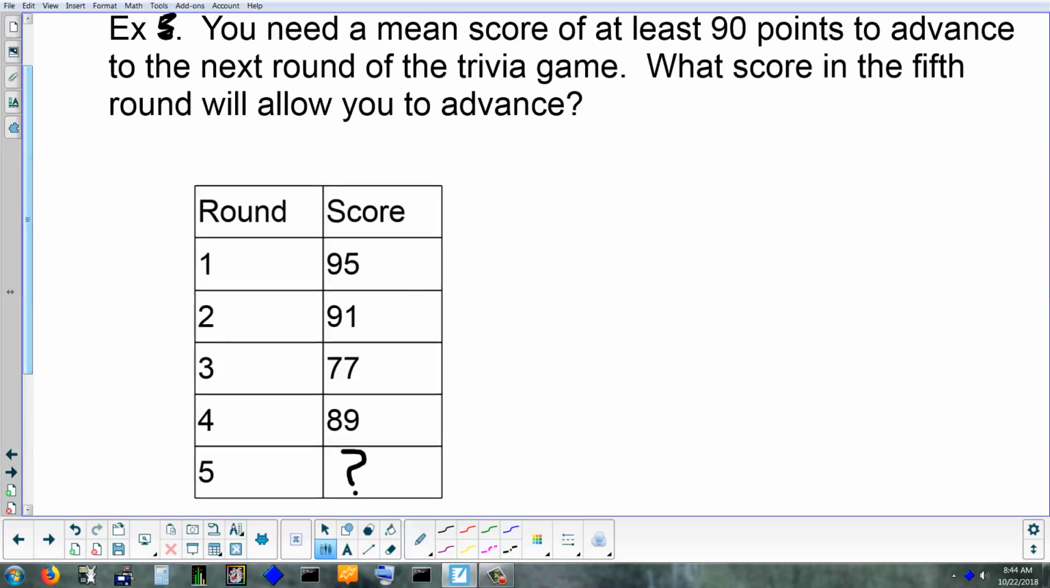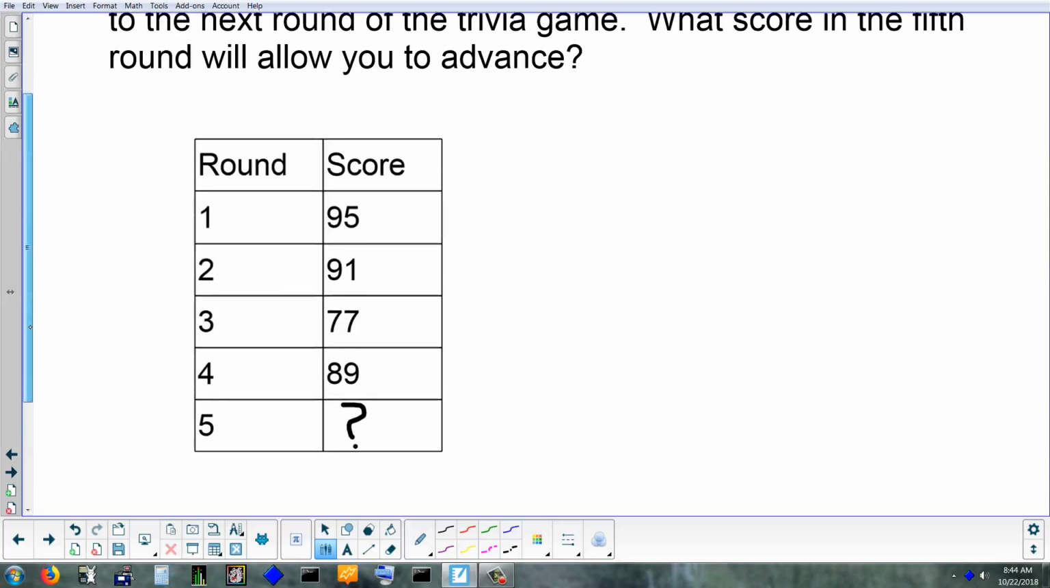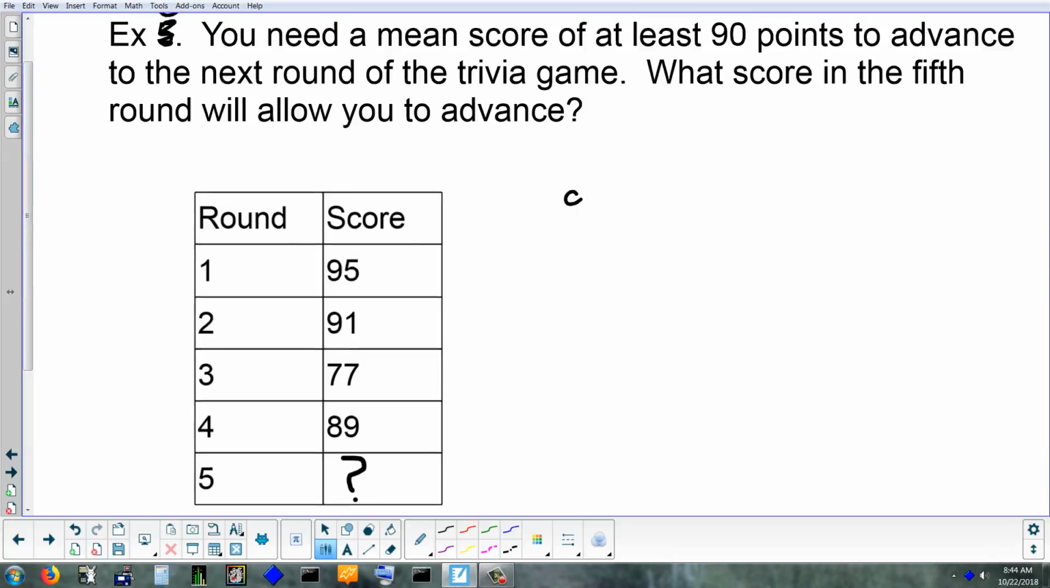You need an average of at least 90 to get into the next round. What does that mean you could have? You could have, well, greater than or equal to. Right. So this is what we kind of want to set up. Just thinking about what we're going to do, our average score has to be greater than or equal to 90. Okay? So that's what we have to figure out.